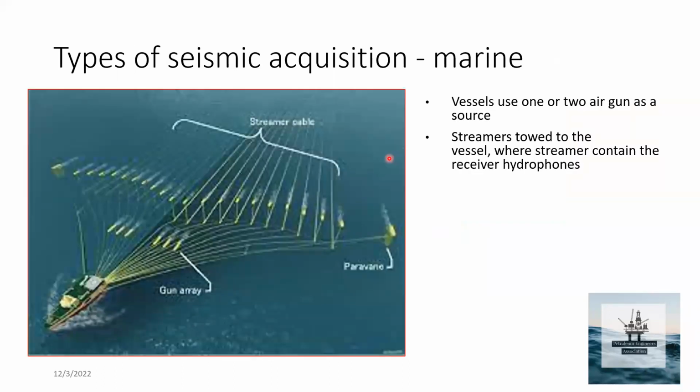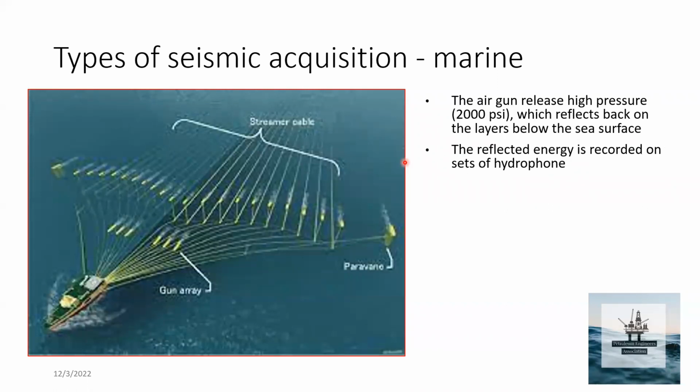Next point is the type of acquisition. We have several types of acquisition: marine, land, OBC, 4D, boreholes. In marine, or offshore, vessels use 1 or 2 air guns as sources. A streamer is towed by the vessel, where the streamer contains the hydrophone receivers. In marine acquisition, the data is recorded by hydrophones. The source is the air gun, which releases high pressure that reflects back from the layers below the sea surface. The reflected energy is recorded by hydrophones, as I said.